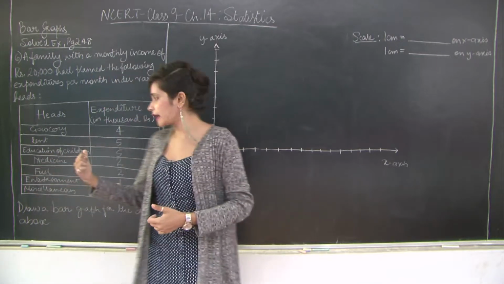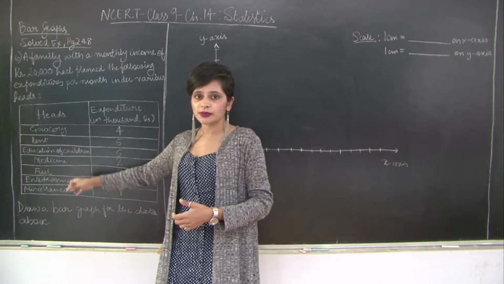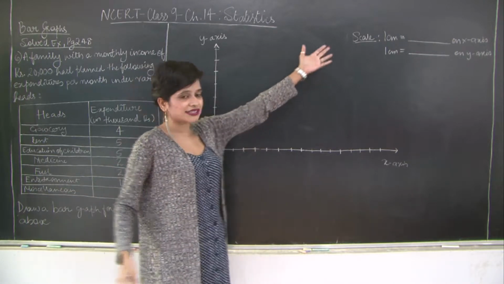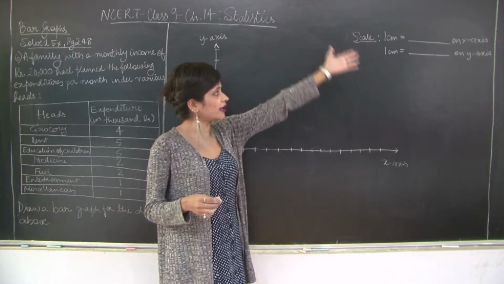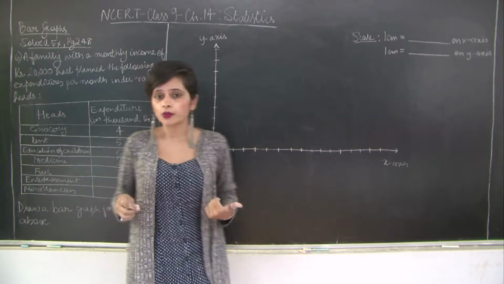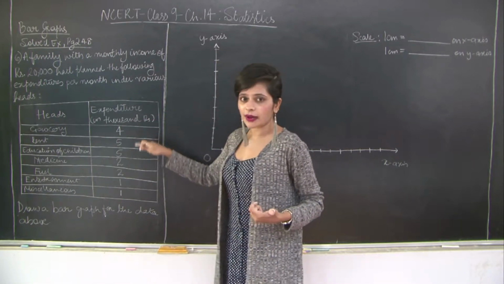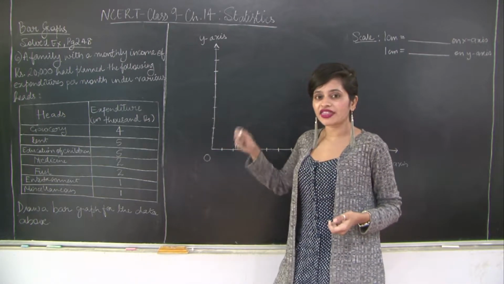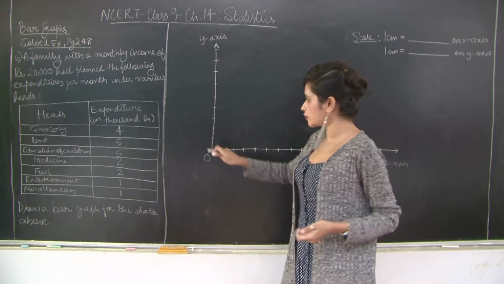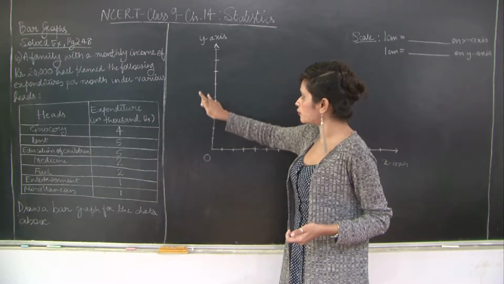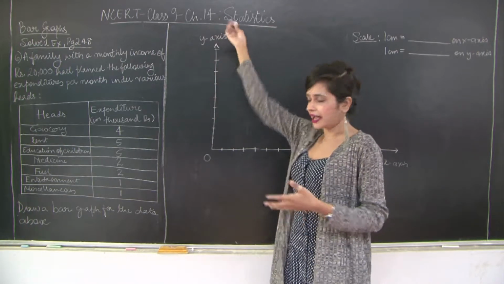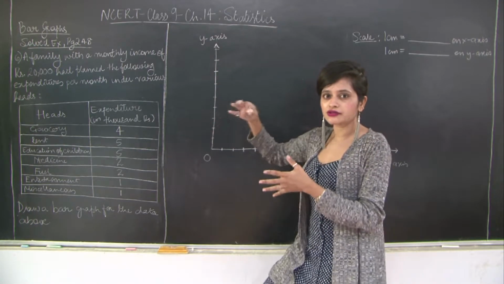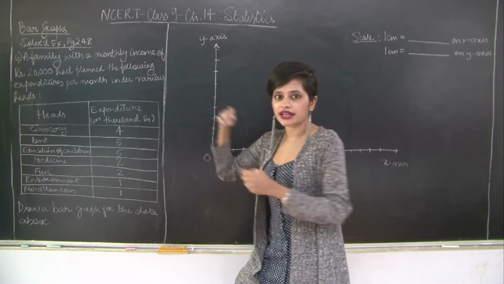Obviously by taking a look at the table, the variables are going to be the heads. So I can say 1 centimeter is equal to heads on the x-axis. Now what about the y-axis? Like I said, these values are in thousands. So I'm going to say, 1 unit is equal to 1,000 on the y-axis. So if I write 1, 2, 3, 4, 5, 6, 7, 8 and so on, it would mean 1,000, 2,000, 3,000, 4,000, 5,000 and so on.